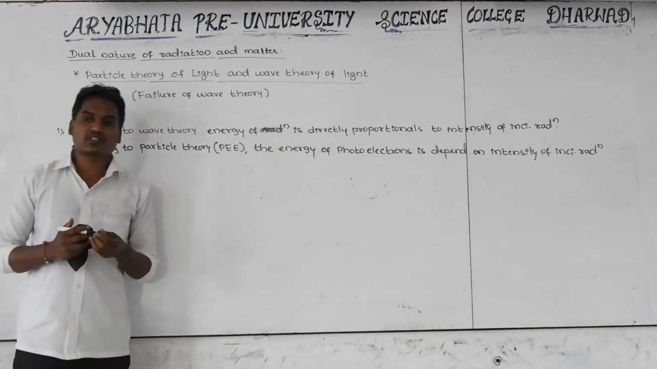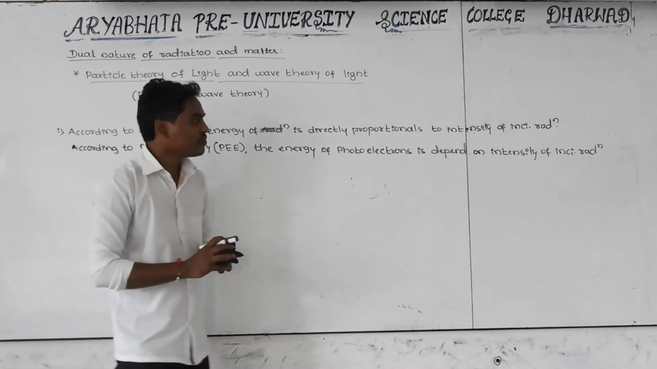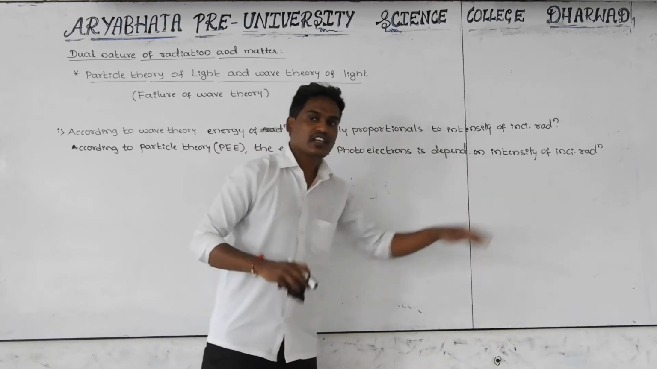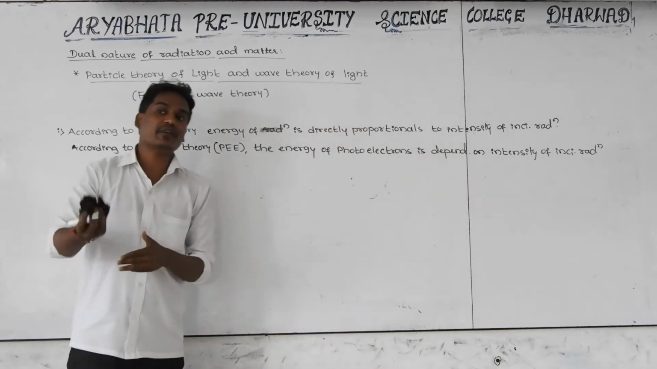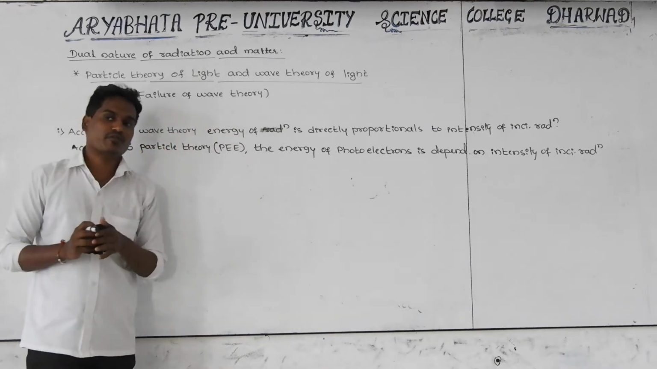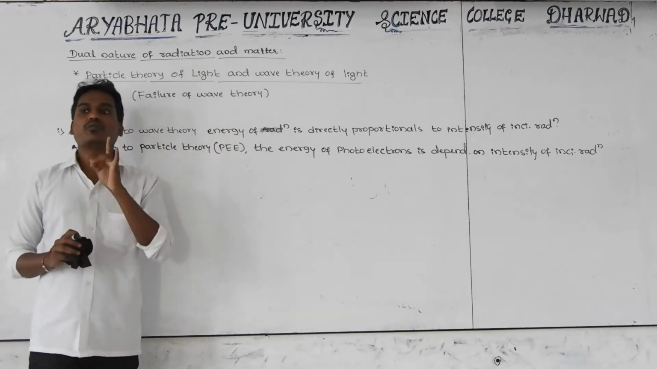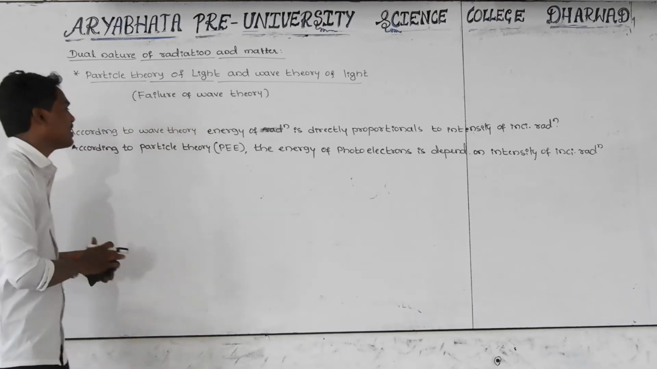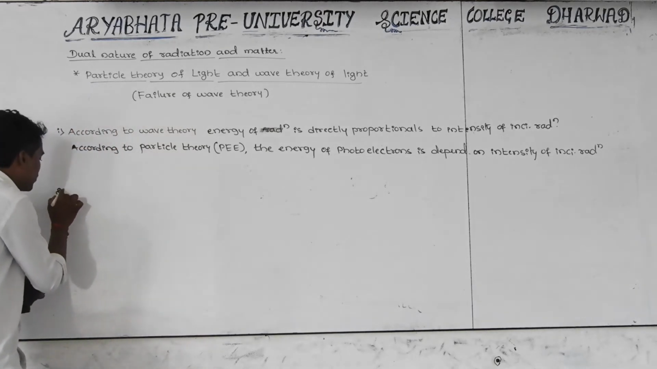In the photoelectric experiment, how come the intensity is not changing the energy of the photoemitted electrons? Why is it happening? That reason cannot be explained by the wave theory. This is the first failure of wave theory. And what is the second failure of wave theory?